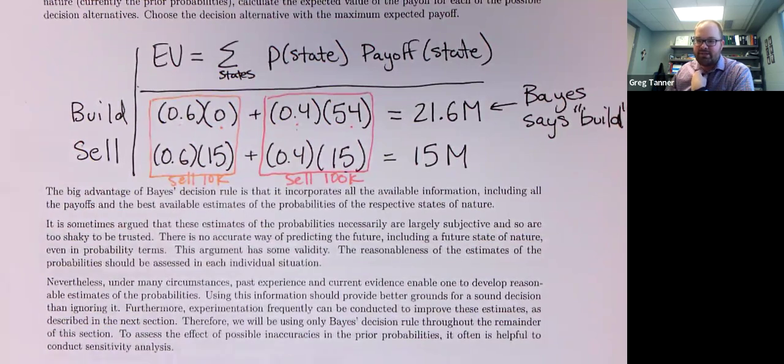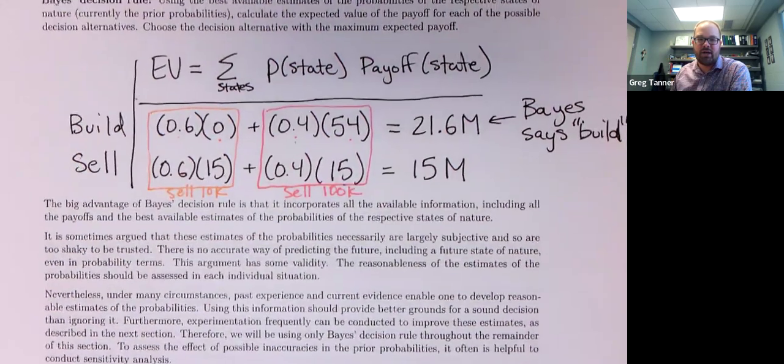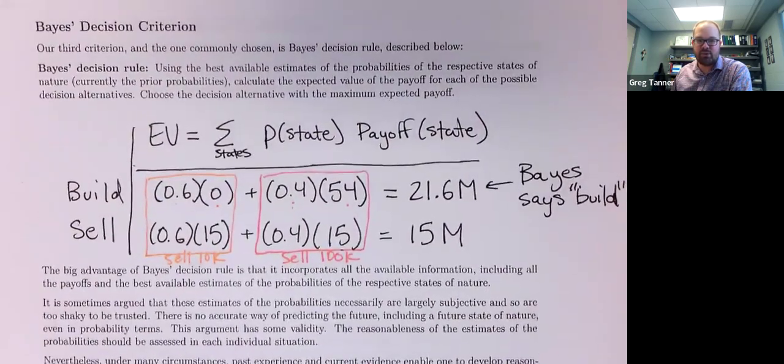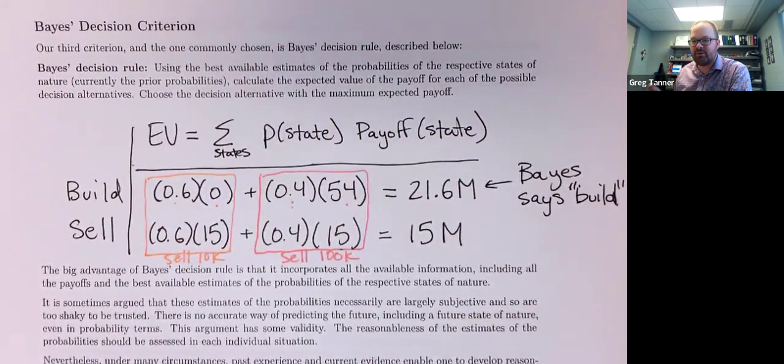Okay, and for the rest of this chapter, we're certainly going to build off of Bayes' decision criteria and go deeper into making decisions using Bayes' rule. Okay, so that's it for this video. In the next one, we'll talk a little bit about sensitivity analysis.